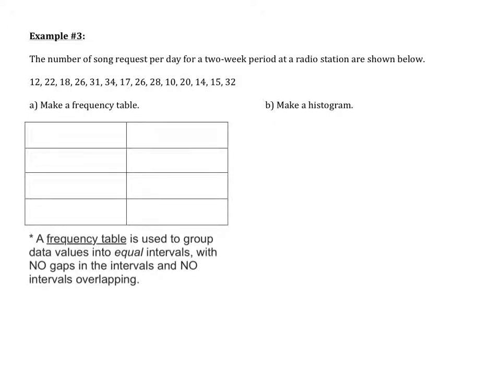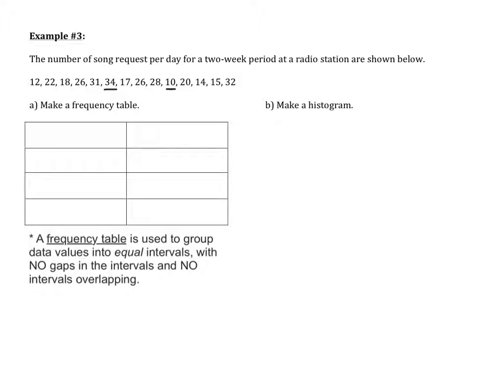Let's first talk about what a frequency table is. A frequency table is used to group data values into equal intervals with no gaps in the intervals and no intervals overlapping. I would say this is probably the hardest part about making a frequency table, just trying to figure out how you're going to divide up your data. So when I'm first trying to figure out how I'm going to divide up my data into my intervals, I look for my highest number and my lowest number in my data. The lowest number was 10, and the biggest number is 34. So when I divide my data up into my intervals, I know that I need to encompass 10 to 34.